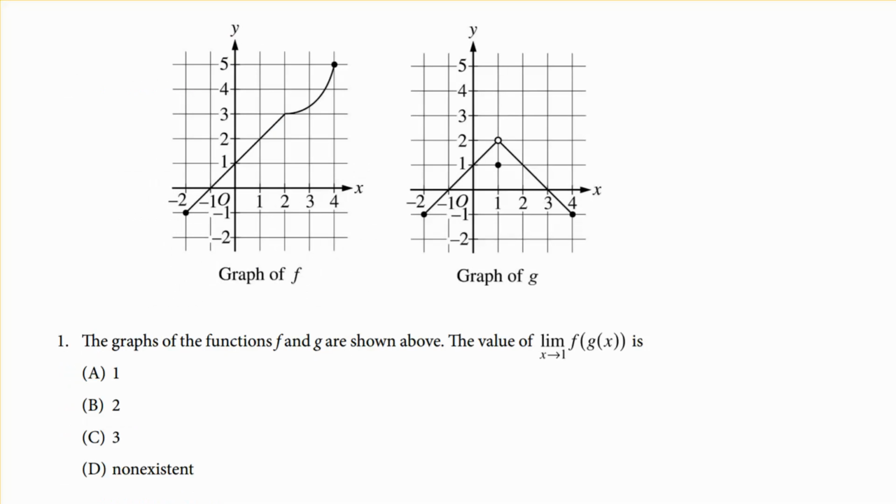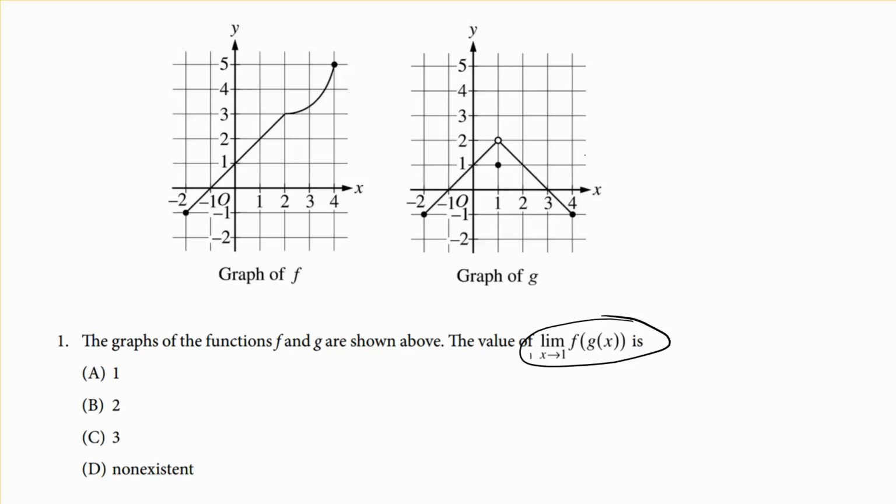All right, taking a look here, some more multiple choice. The graphs of the functions f and g are shown above. The value of the limit as x goes to 1 of f of g of x is. So I think there are a couple ways to think about this problem. One, when we're talking about limits, we don't care about points at all. They are trying to throw us off with that point right there.